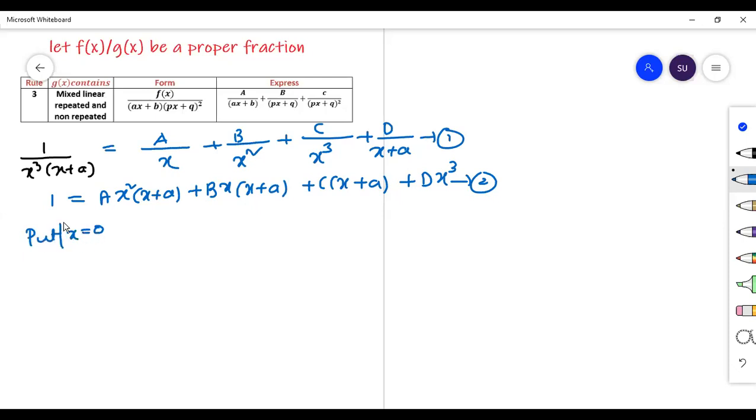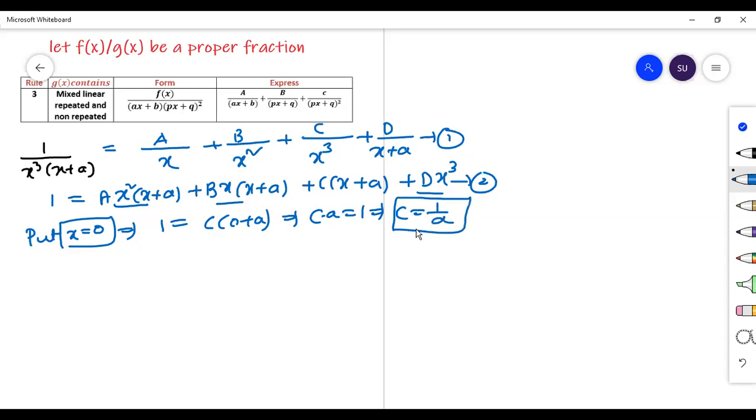If I put x is equal to 0, then what will happen? On the right hand side, this becomes 0, this becomes 0, this becomes 0. So C into (0 plus a), that implies C into small a is equal to 1. So C is equal to 1 by small a. The C value is 1 by a.